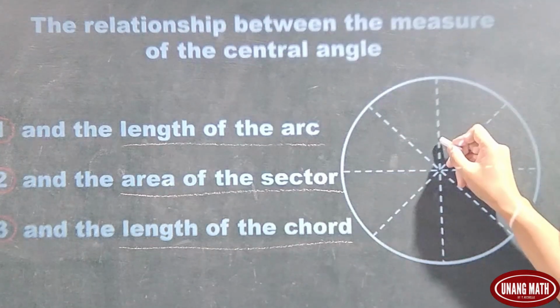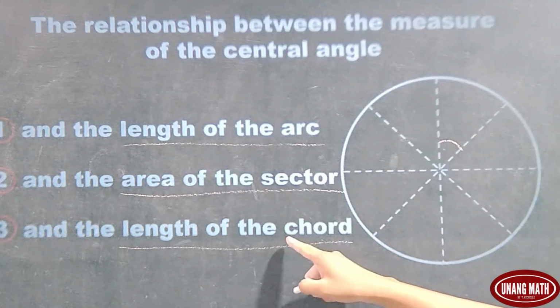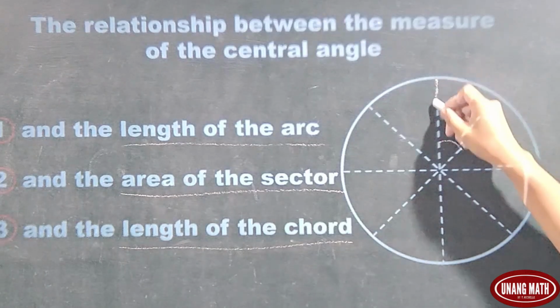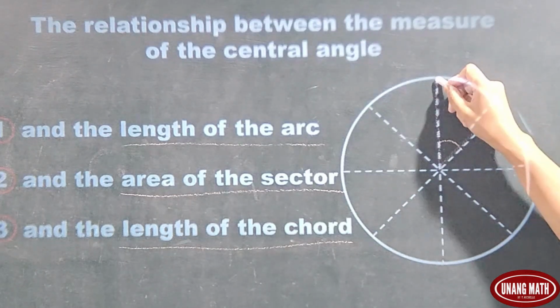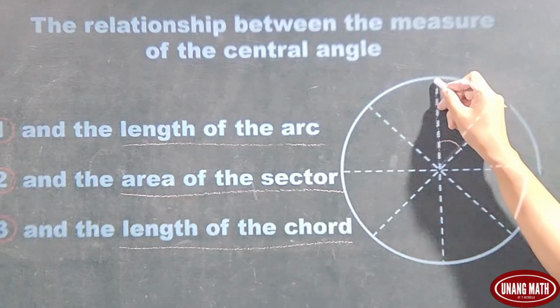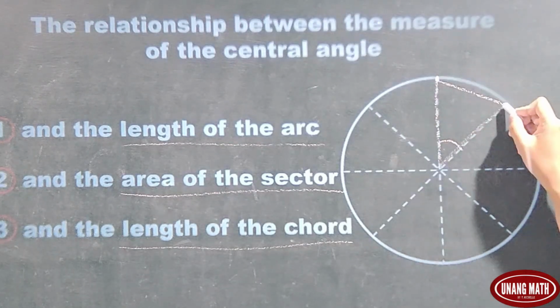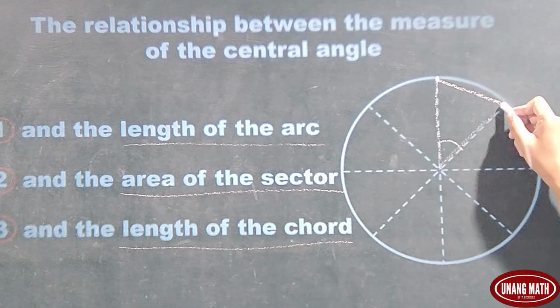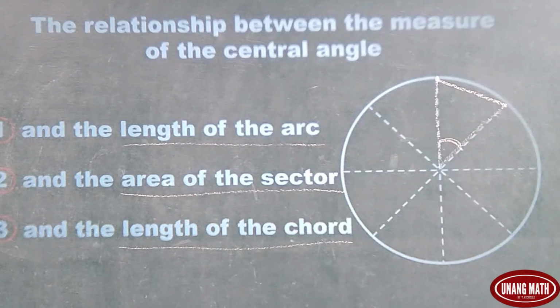Okay, if this is my central angle, then the chord of this central angle is this line. Take note, a chord is a straight line. It's a line segment, and a line segment is a straight line. So from this point to this point, this is the chord of the central angle.